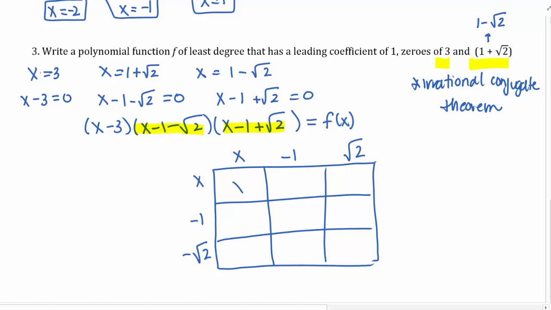So x times x is x squared. Negative 1 times x is negative x. Then I have x root 2, negative x. Negative 1 times negative 1 is positive 1. Negative 1 times square root 2 is negative root 2. Then I have negative root 2 times x is negative x root 2. A negative times a negative is a positive root 2. And the negative square root 2 times a positive square root 2 is negative 2.